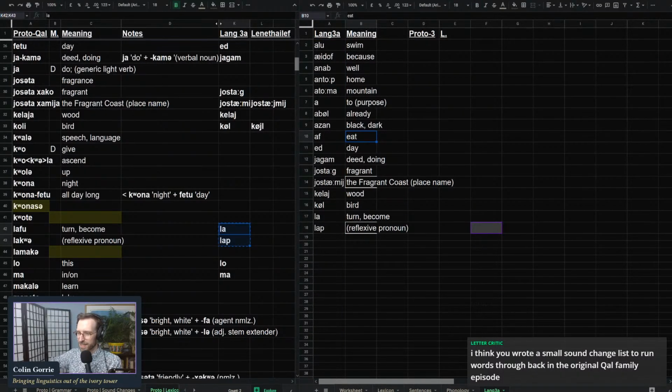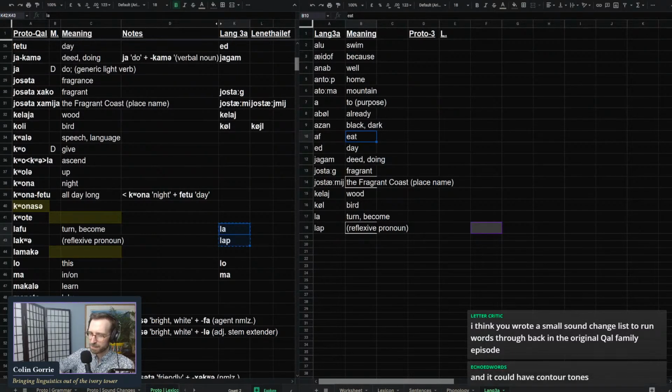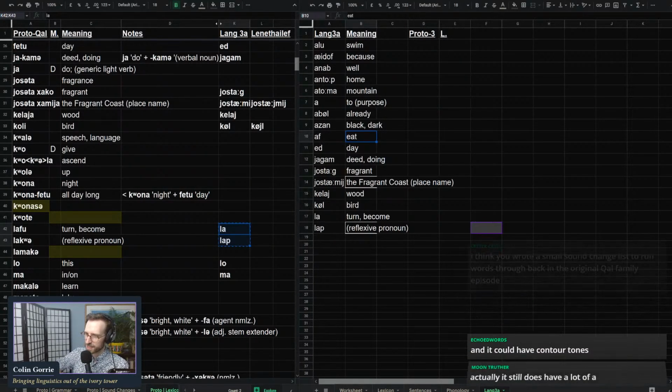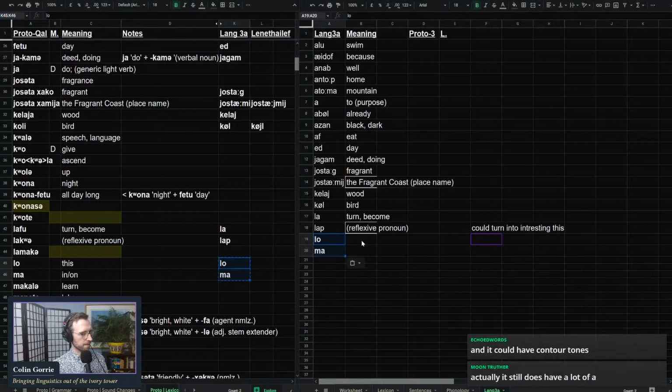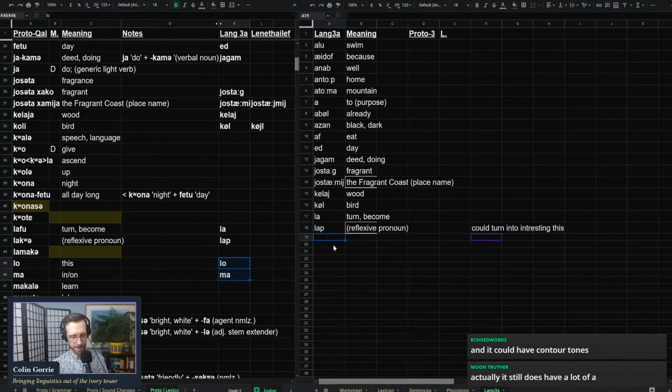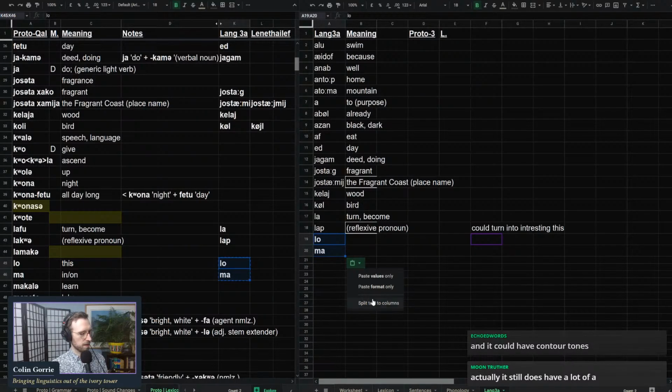I must have written, Letter Critic, I must have written some sort of a sound change list. Okay, I'll look for it as soon as I've finished this. Paste, values only.